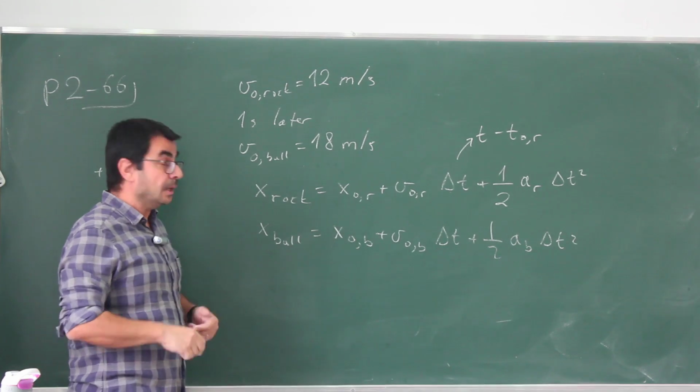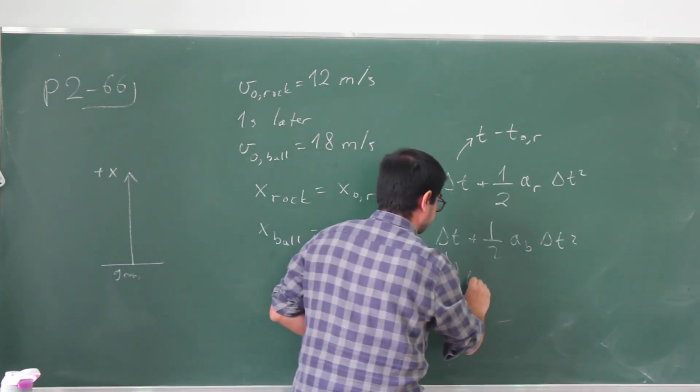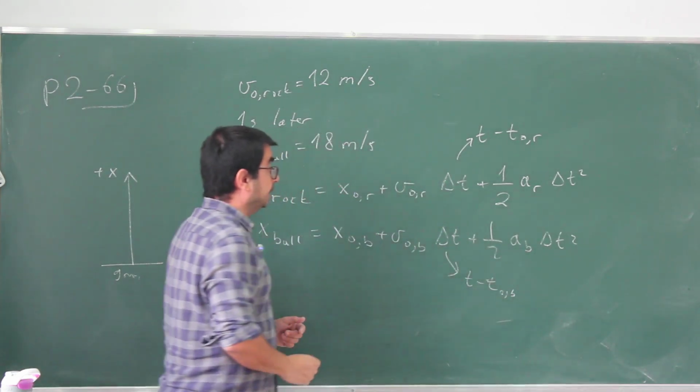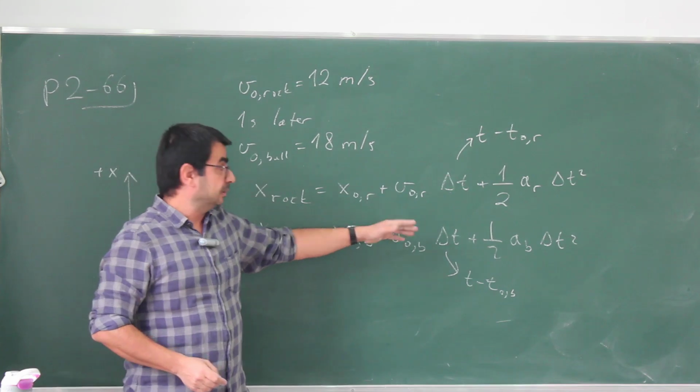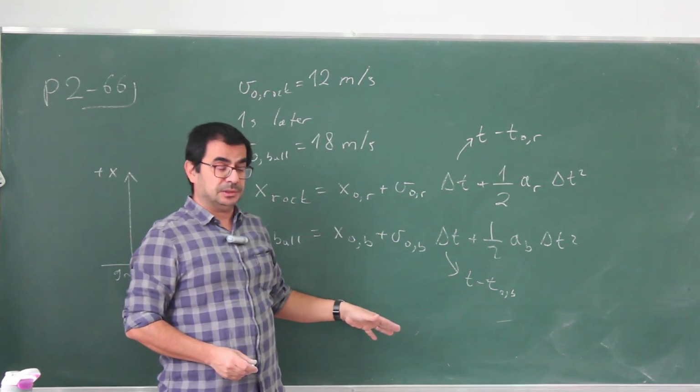Okay? And now we can actually do this. This is going to be T minus T0 ball. And now these are not going to cancel, right? These two terms are not going to cancel, and you can't actually set these equal to each other.